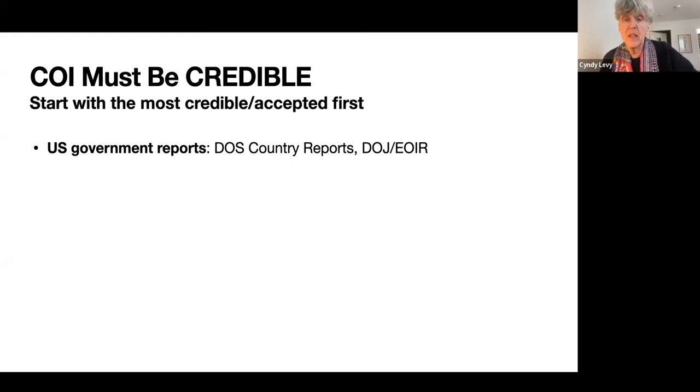Not surprisingly, first, they are representatives of the US government. Their most credible resource tends to be US government country conditions reports, the Department of State country conditions reports, Department of Justice, EOIR. These are at the top of your hierarchy as far as what is believable and useful.